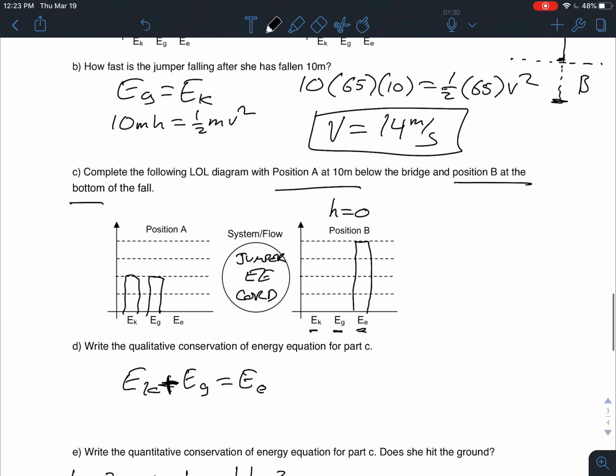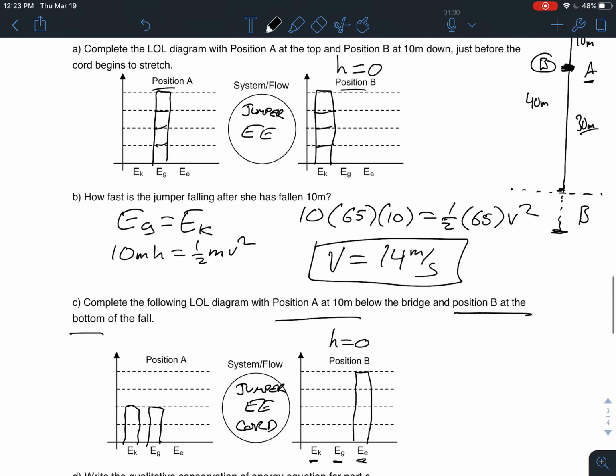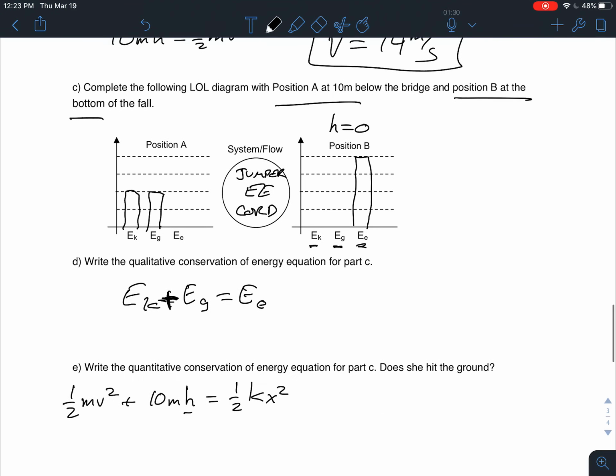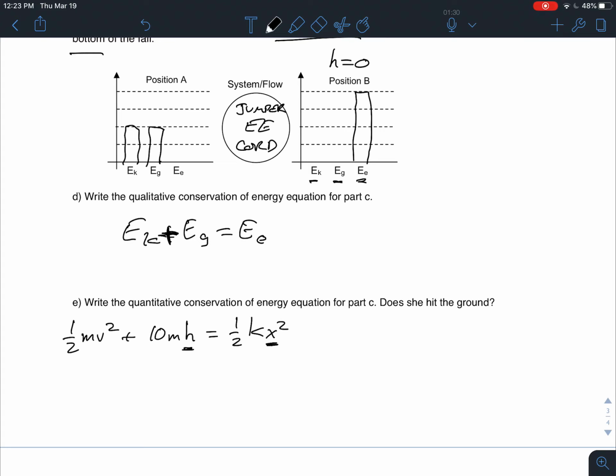And then what's the x? How far is the bungee cord stretched? Well, it starts stretching right here. So however far she falls here, that's the same as the x, how much it's getting stretched. So I think we have to realize here that this h and this x are the same thing. That's how far she's fallen, and that's how far it's stretched. And since we reset position A to be where the cord starts to stretch, that's why we did it this way.